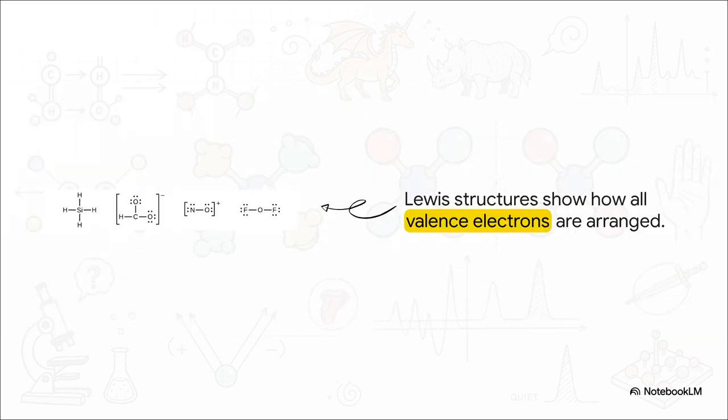And here's what one looks like when it's all done. See how every single dot is accounted for? Those are the valence electrons. They're either being shared in a bond, which we draw as a line, or they're just hanging out on an atom as a lone pair. This is our map. It tells us exactly where all the important electrons are.